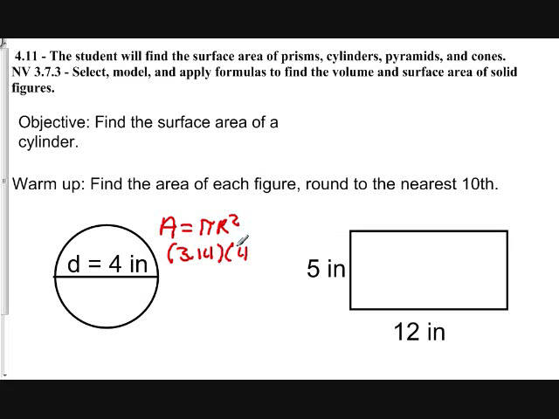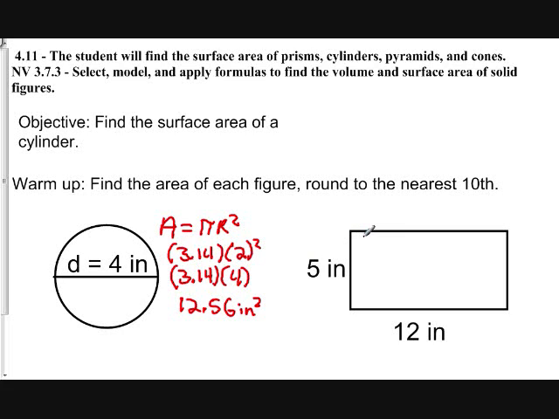Actually, I take that back. The radius is 2. It's half the diameter. Next we square the radius, and we end up multiplying by 4. And if you multiply 3.14 by 4, you'll end up with 12.56 inches squared. Remember, area is always squared.